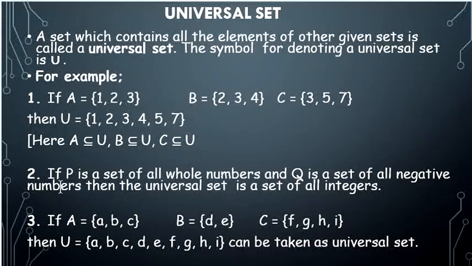Now we have one more example over here. For example, if P is the set of all whole numbers and Q is the set of all negative numbers, then the universal set is the set of all integers. Since we know that integers consist of all the positive numbers, negative numbers as well as 0, that is, whole numbers consist of 0 and positive numbers, and negative numbers we know. So the group of all this makes up the integers. So integers is our universal set over here. Similarly, I have given a third example over here where you can see 3 sets are given, and the universal set consists of all the elements that are mentioned in the sets A, B and C.